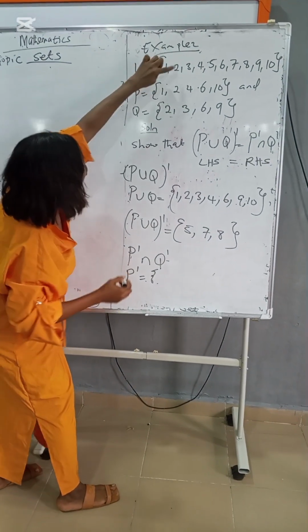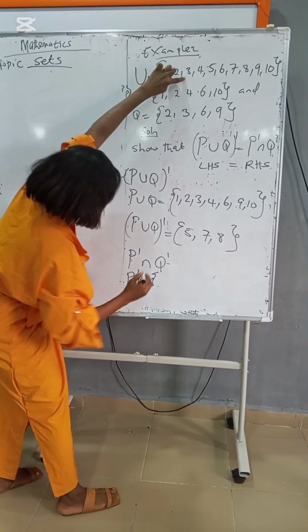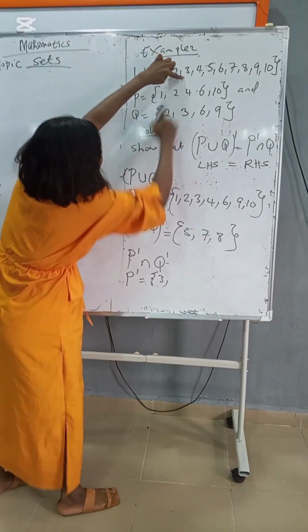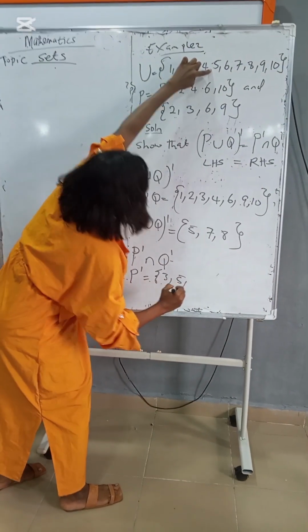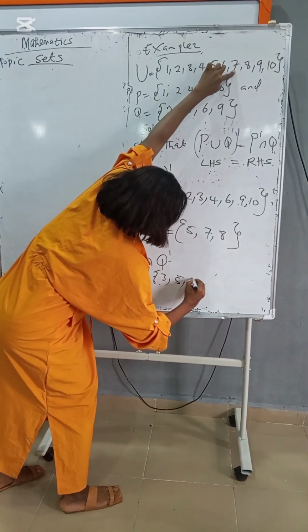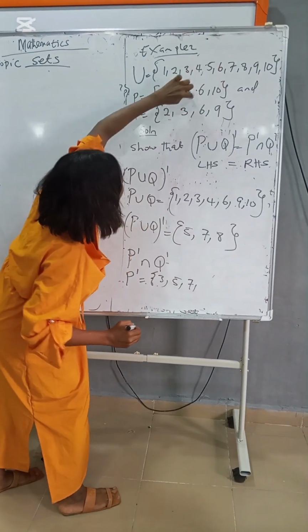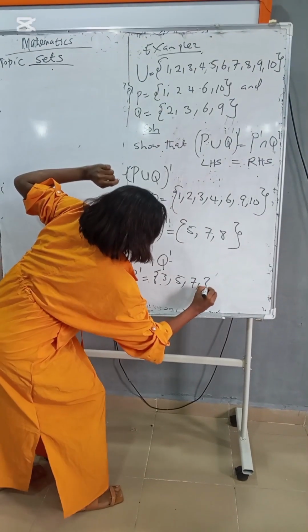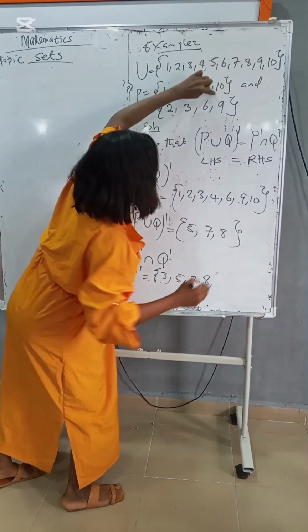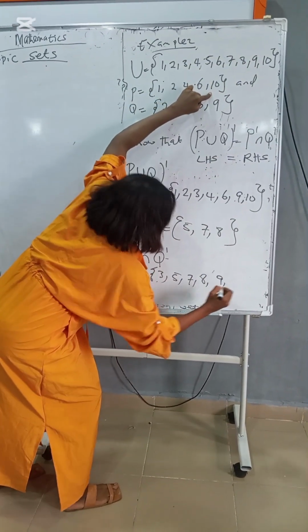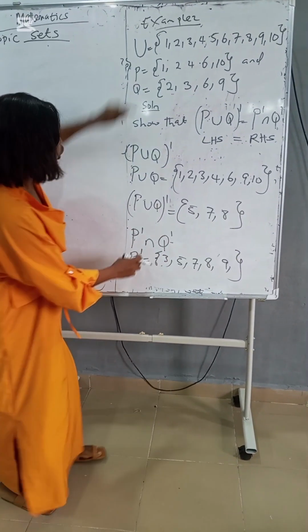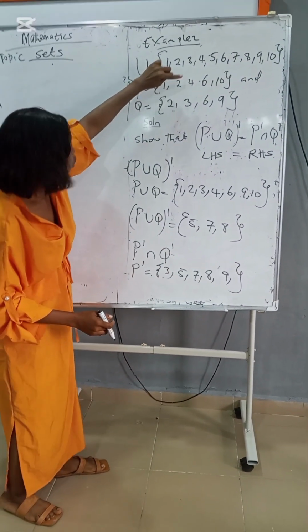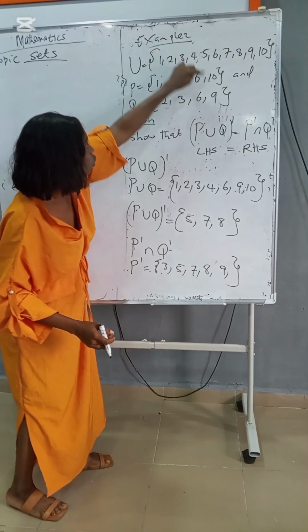1, 1, 2, 2. I cannot get 3 here. No 3 in P. 4, 5. There's no 5 in P. 6, 7. Cannot find 7 in P. I cannot still find 8. No 8. No 9. But both of them have 10. Means checking P, there's no 3, no 5, no 7, no 8, no 9.